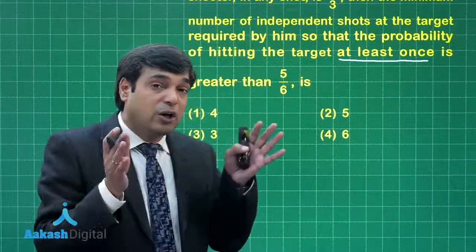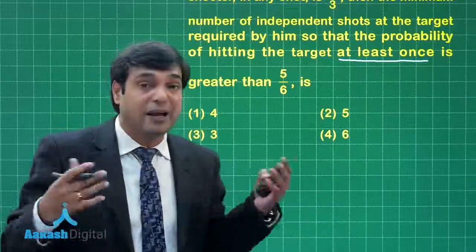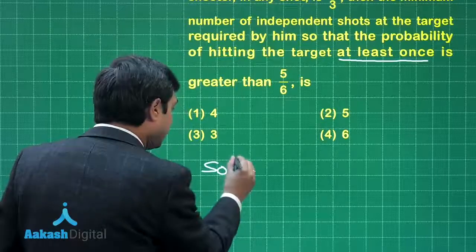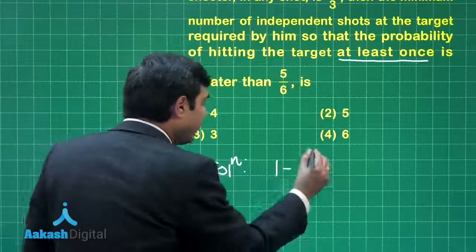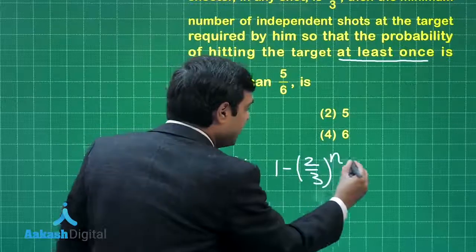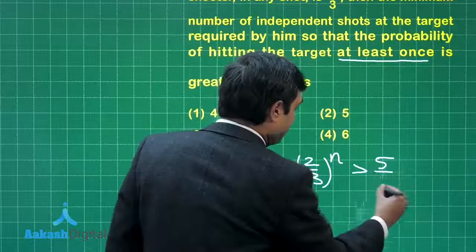They are saying hitting at least once, right? So, let us say total minus nothing, total minus it is hit never. So, that gives me the result. So, let us begin with it. Question says 1 minus 2 by 3 raised to the power n must be greater than 5 by 6.